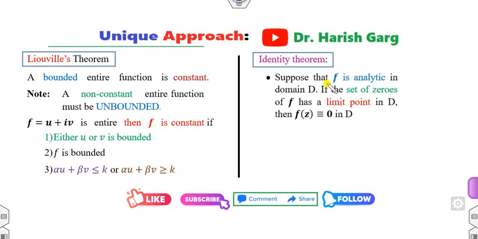What is the identity theorem? If you prove that the function is analytic in the domain D, if you find all those zeros, the set of all those zeros, like if I define the set of all those zeros, what is the meaning of the zero?